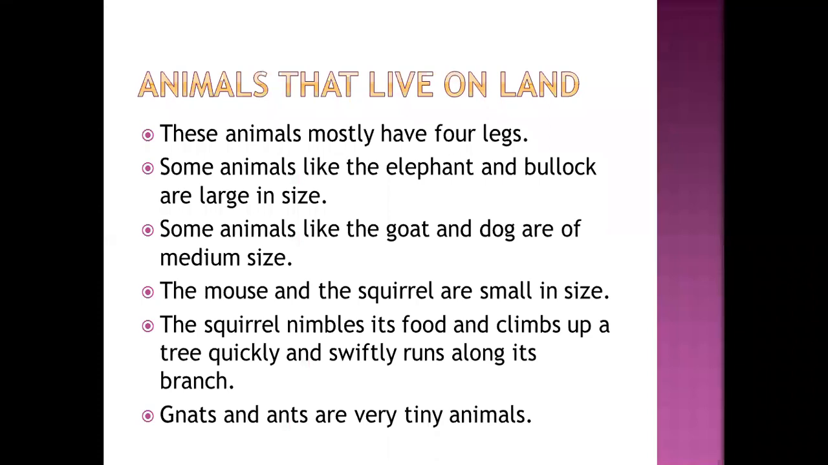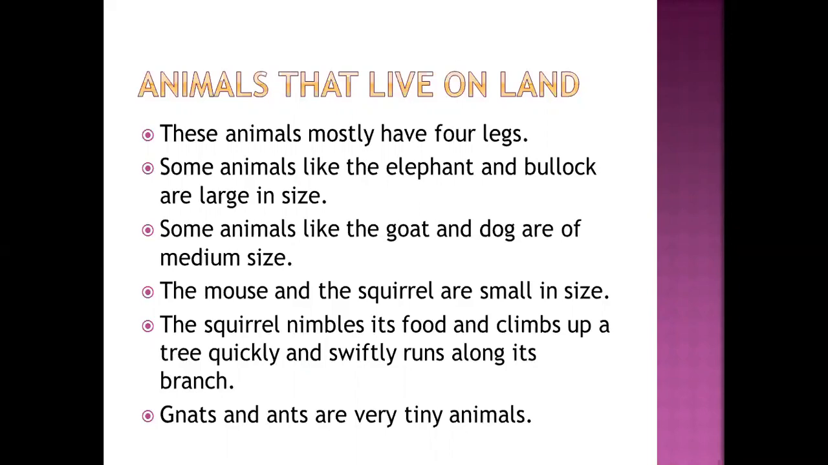Now, the first category that we're going to learn are animals that live on land. Now, here, these animals mostly have four legs. Now, why do you say they mostly have four legs? Because here in this category, we also have birds, we also have reptiles. So, reptiles have got short legs, birds have got two legs.